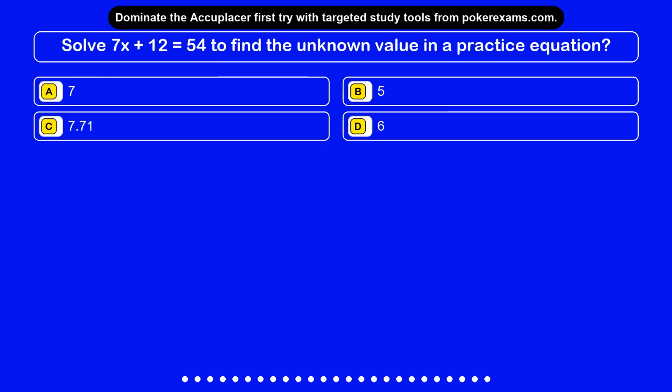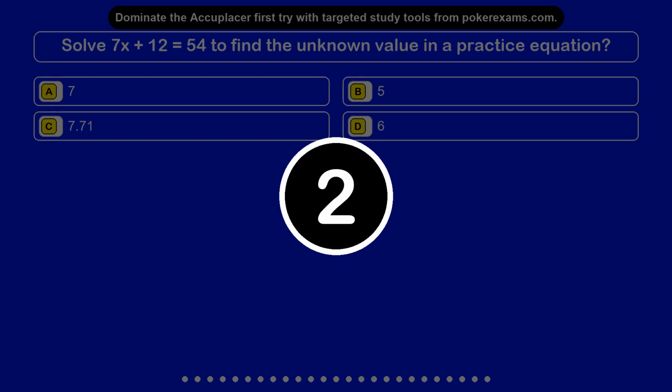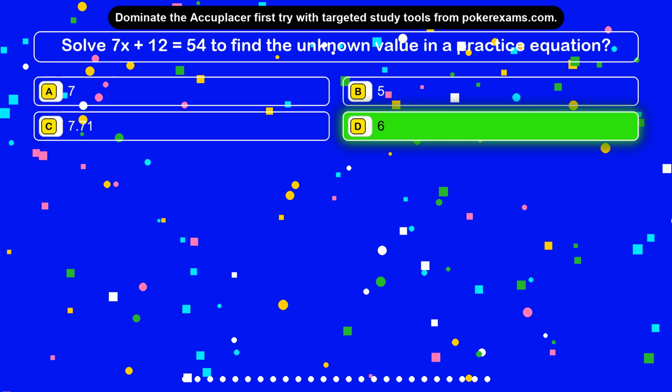Question 7. Solve 7x + 12 = 54 to find the unknown value in a practice equation. Option A, 7. Option B, 5. Option C, 7.71. Option D, 6. The correct answer is option D, 6.